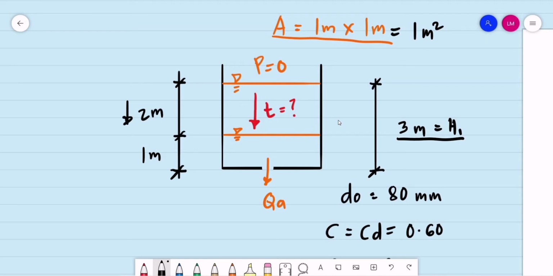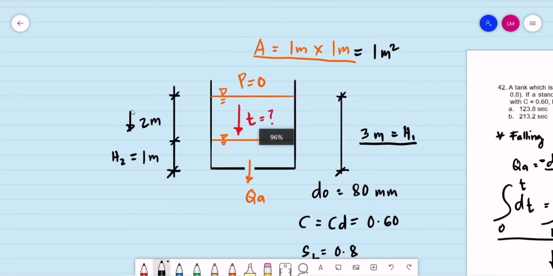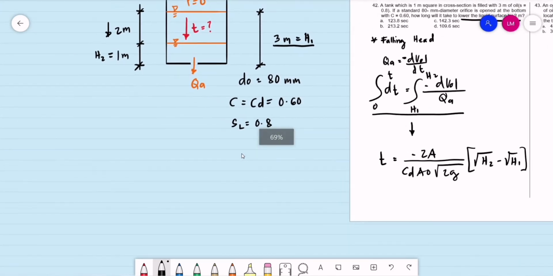So, yung final head, ito yung final na height ng liquid above the orifice. Therefore, ang ating final head, head number 2, is 1 meter. Yan yung last na height ng liquid na given. Di ba tama? Pag bumaba ng 2 meters, ang naiwan, 1 meter na lang. Okay, so mag-substitute na tayo.